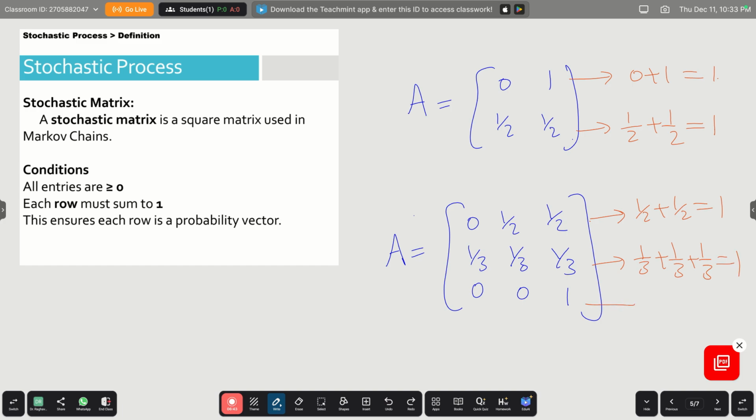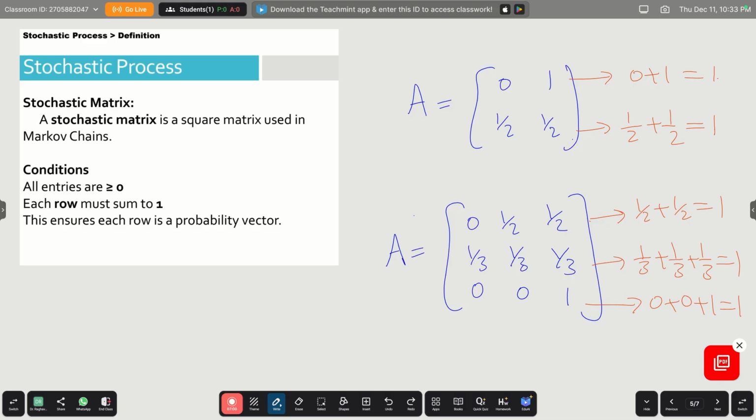And 0 plus 0 plus 1 is also 1. Right. So very simple definition. If every row of a matrix is a probability vector, then it is called a stochastic matrix.